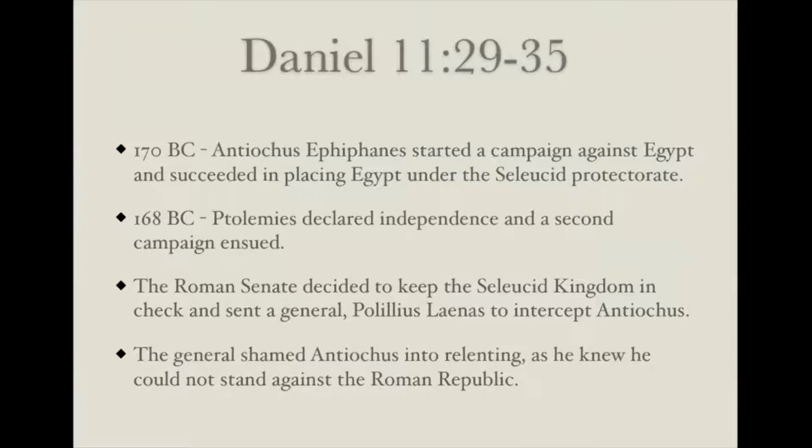With flattery, he will corrupt those who have violated the covenant, but the people who know their God will firmly resist him. Those who are wise will instruct many, though for a time they will fall by the sword, or will be burned or captured or plundered. When they fall, they will receive a little help, and many who are not sincere will join them. Some of the wise will stumble so that they may be refined, purified, and made spotless until the time of the end. For it will still come at the appointed time."